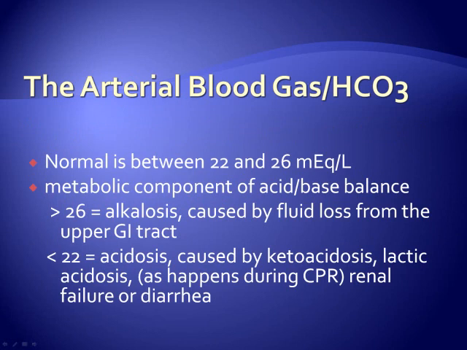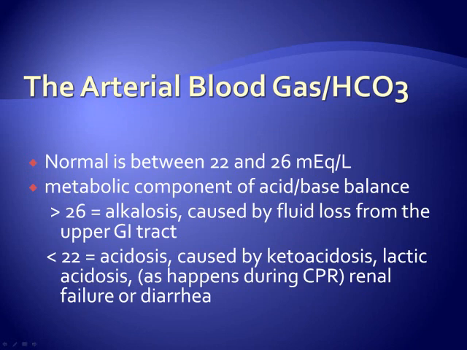Another component that we see on our arterial blood gas is the bicarb. Now, the normal bicarb is 22 to 26. If the value is less than 22, the patient's acidotic. Greater than 26, the patient is alkalotic. Now, the bicarb refers to the metabolic component of our acid-base balance. The CO2 is referring to the respiratory piece, so the bicarb is referring to the metabolic piece.